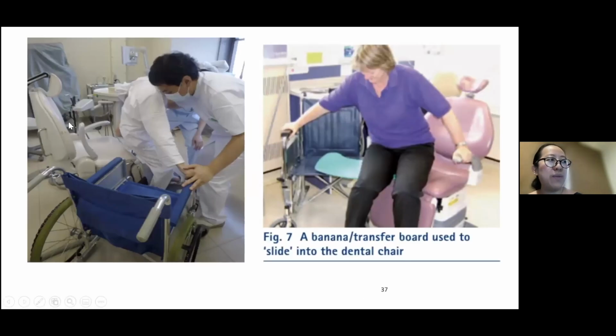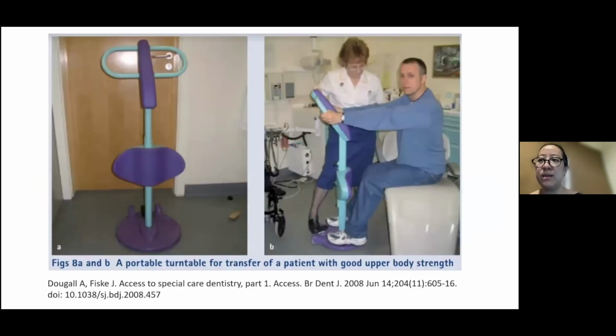And also with this type of chair, you can see that the patient can actually transfer themselves if they can bear weight on their foot or their feet. Okay? Even if they are hemiparetic, only one side works, still with this type of chair, it's a lot easier for them to transfer. There are some turntables to transfer the patient as well.